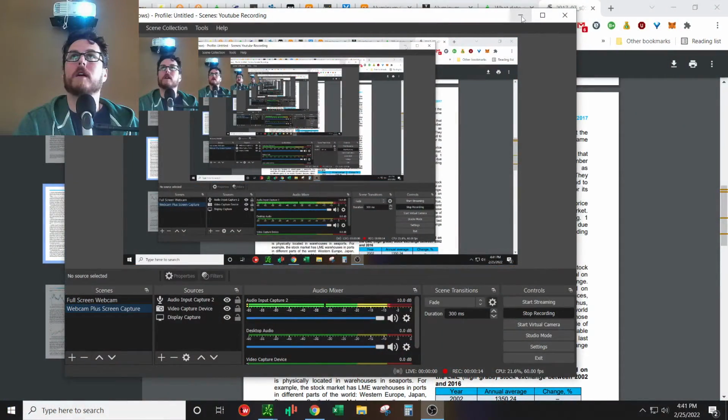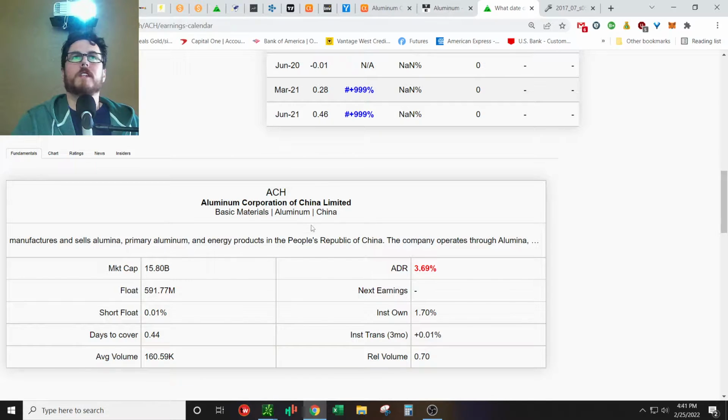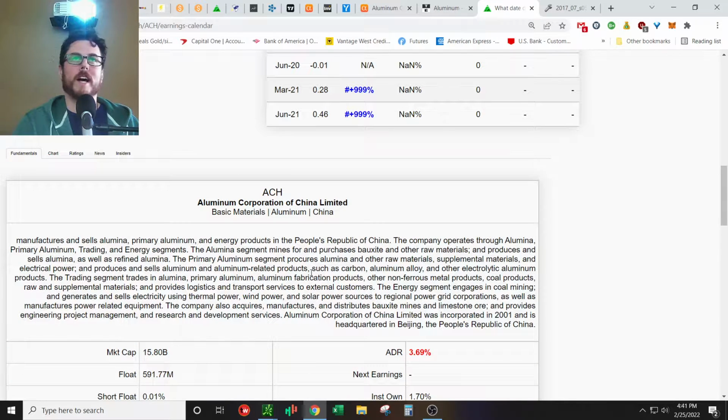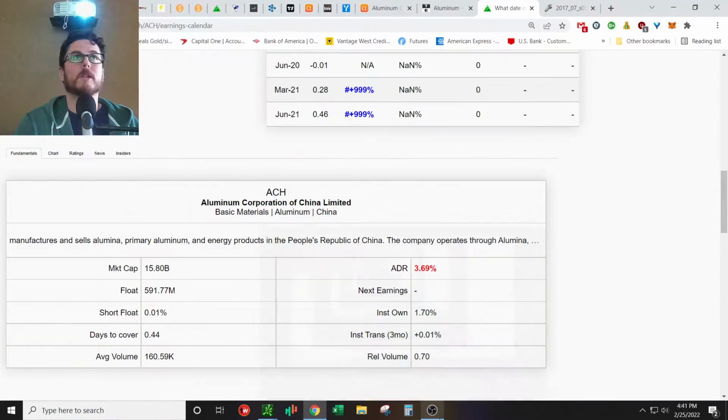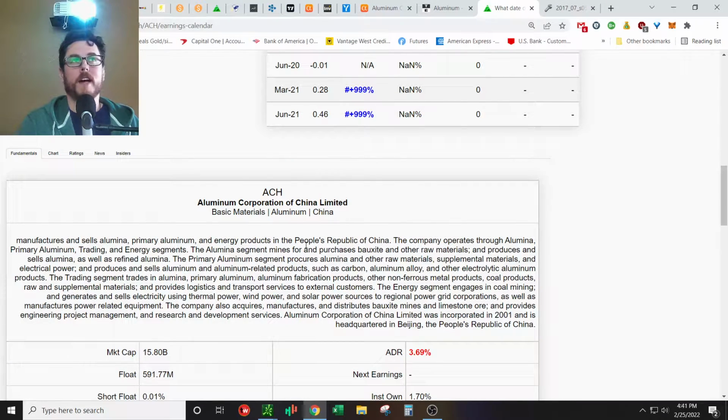Today we are going to be going through a stock like normal, a stock called ACH. So let's go over to my screen. ACH, Aluminum Corporation of China Limited. So this is an international stock. Let's make sure I'm in the corner. Okay. So they manufacture and sell aluminum out of the People's Republic of China, and they are headquartered in Beijing, and they started in 2001.